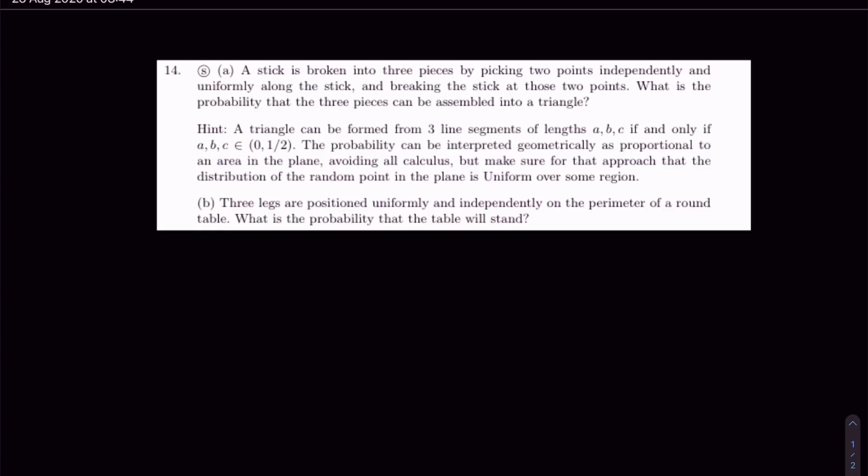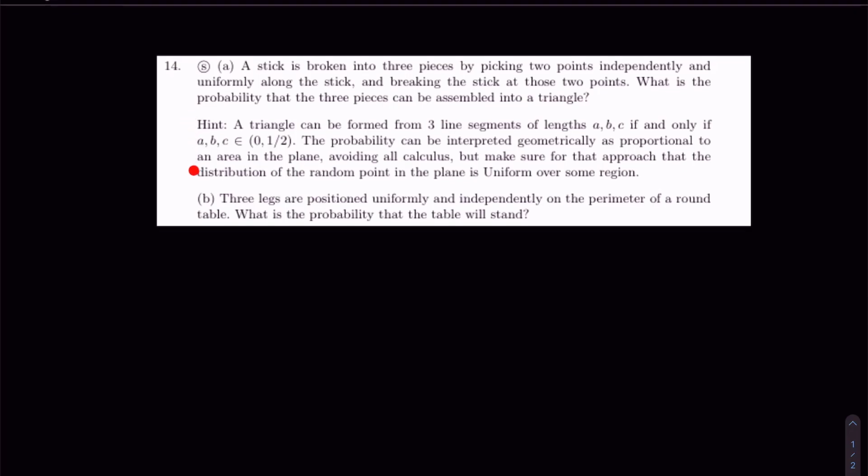A stick is broken in 3 pieces by picking 2 points independently and uniformly along the stick. And then the stick is broken at 2 points, and we're asked what is the probability that the 3 pieces can be assembled into a triangle.